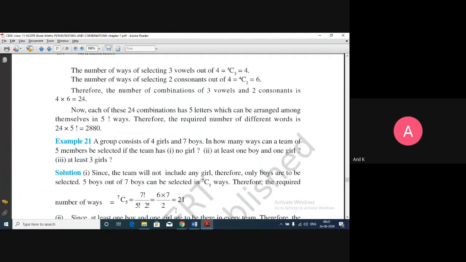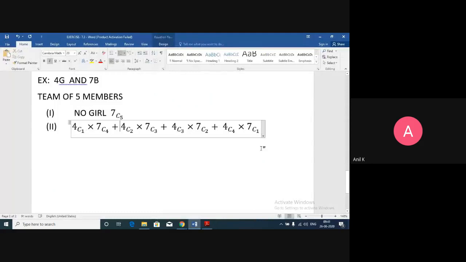Third one is at least three girls. Now give me the answer for the third question. At least three girls, minimum three girls. At least means minimum three girls, so you can have more than three also. So I'll wait for your answer. Send the answer and see what you have given.